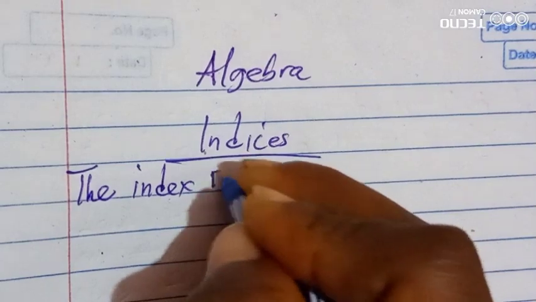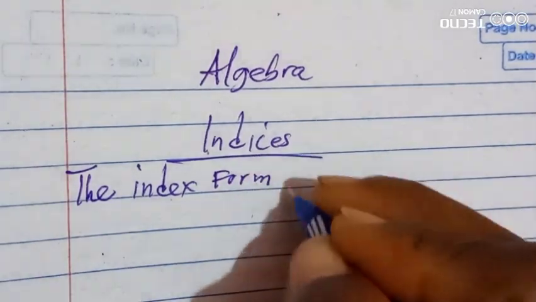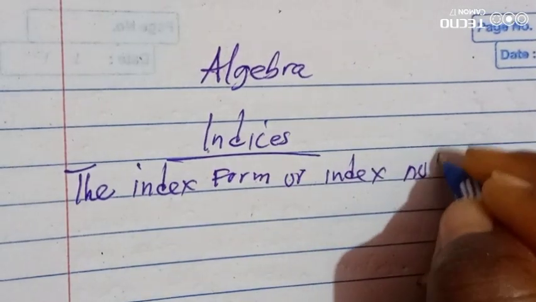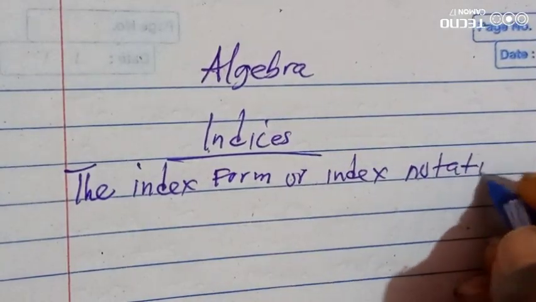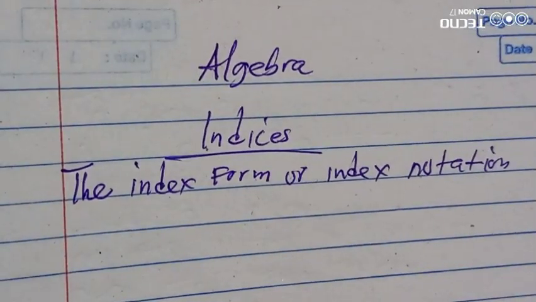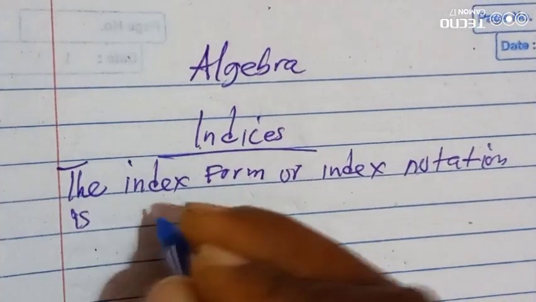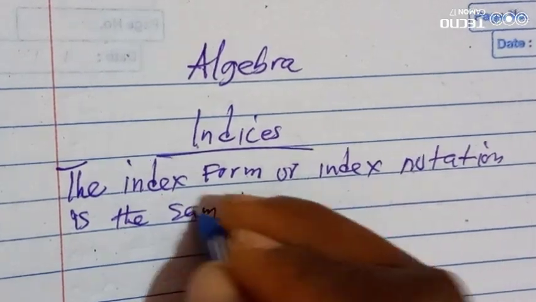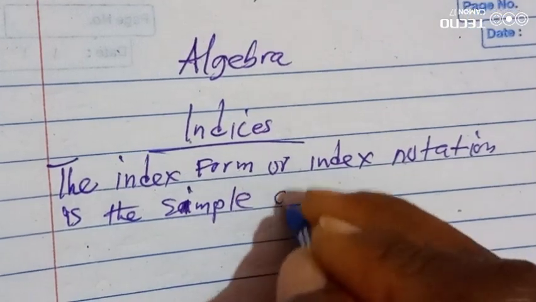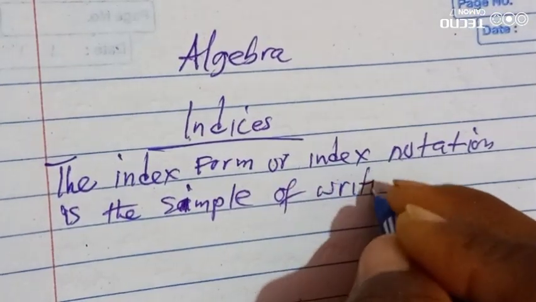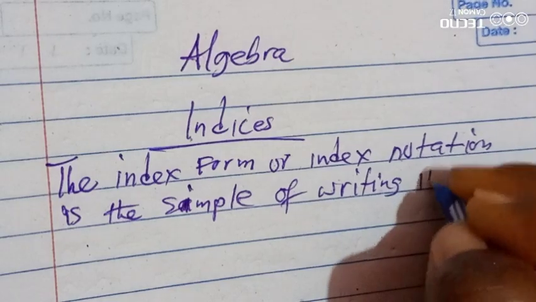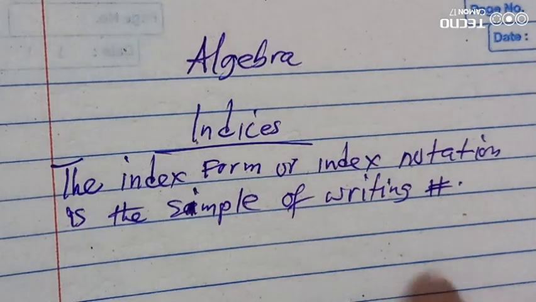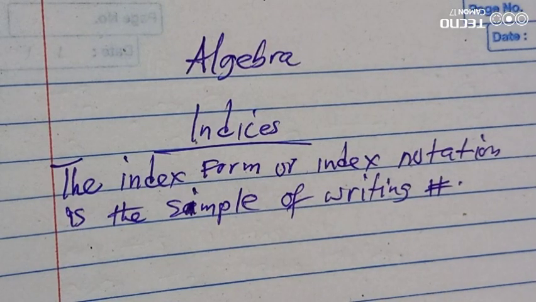The index form, or we may say the index notation, is a simple way of writing a number or integer. It's a symbol for a number. So the index form or the index notation is a simple way of writing a number.